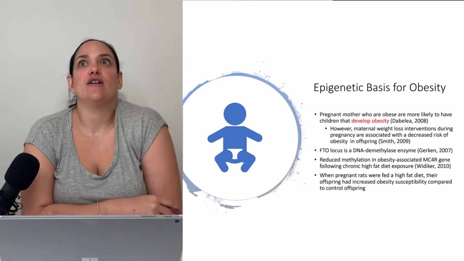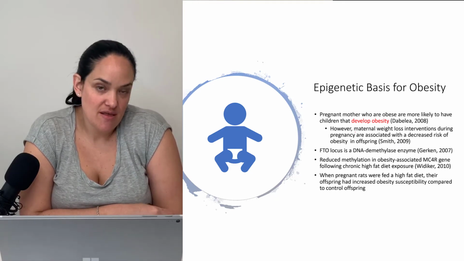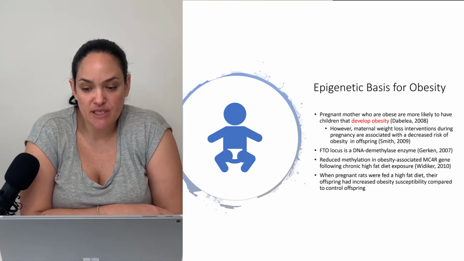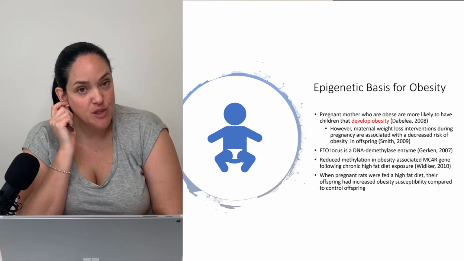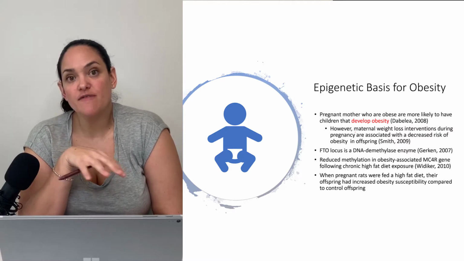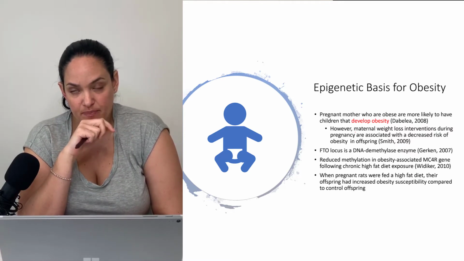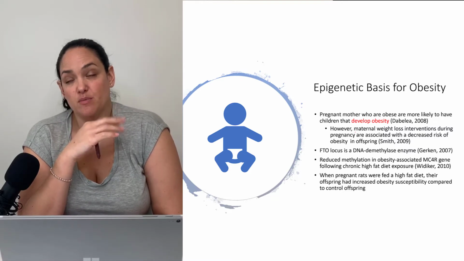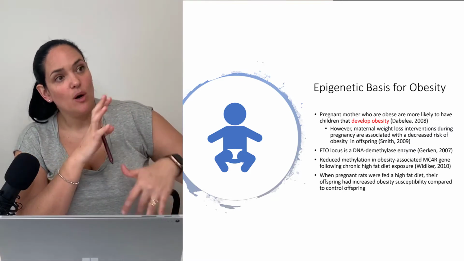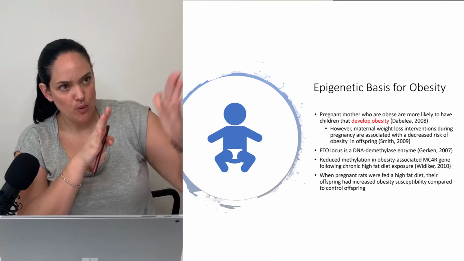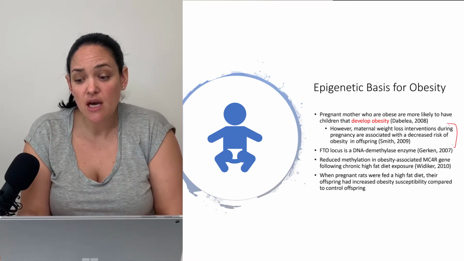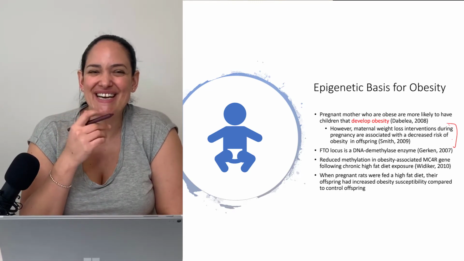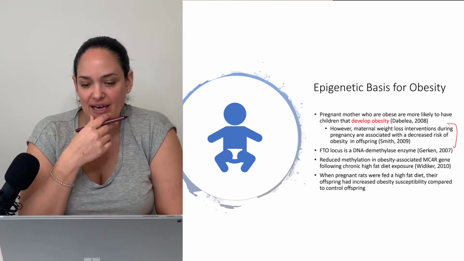Okay, so what are some of the evidence pieces that suggest that there is an epigenetic basis for obesity? One of the major ones is that we know that what a mother eats when she is pregnant, and whether she gains a lot of weight when she's pregnant, can affect her offspring's risk for obesity. It's probably not just through epigenetic changes, but we believe that that is one of the main mechanisms by which a mother with obesity increases the risk of a child with obesity.